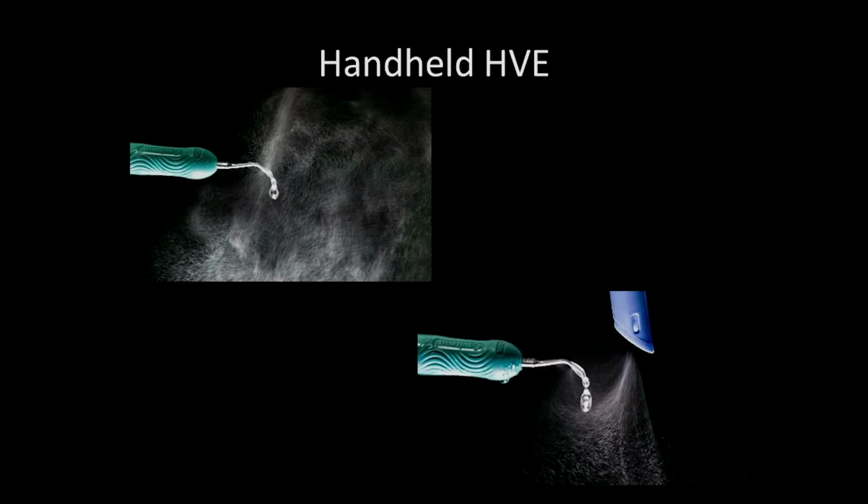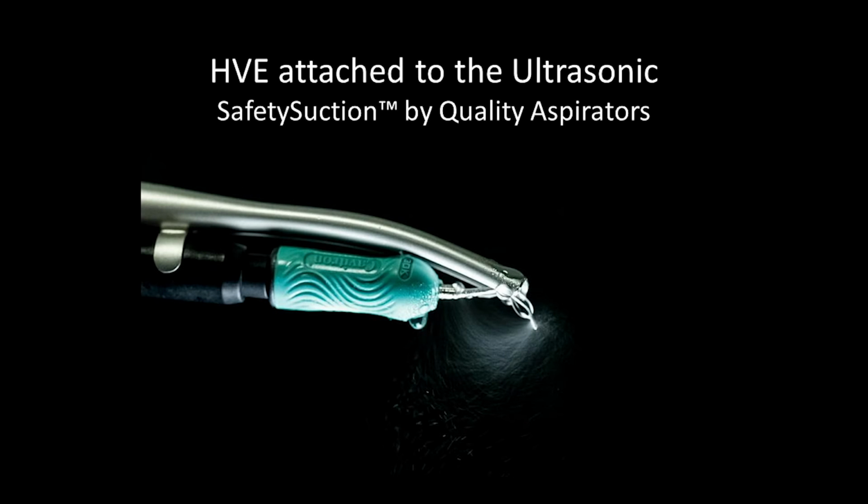And here is an ultrasonic scaler going without any suction, and you see the large cloud of particles. And then the same ultrasonic scaler, same water level, same power level, with a standard high volume evacuator 2 centimeters from the tip, you can see it's getting most of the aerosols. The other option is a high volume evacuator attached to the ultrasonic.